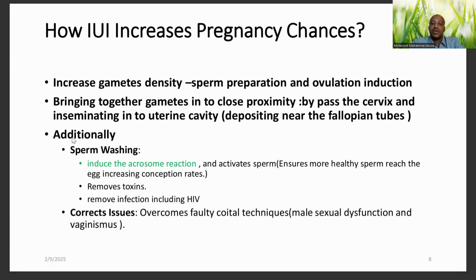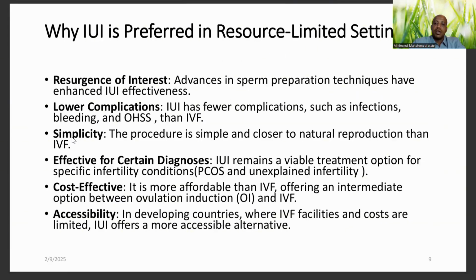So it is also preferred in a patient with discordant HIV. With IUI also, we are correcting faulty coital techniques. In a patient with male sexual dysfunction or vaginismus, we make sure that we are directly depositing the sperm inside the uterine cavity. So by all this process, we are increasing the chance of pregnancy by IUI.